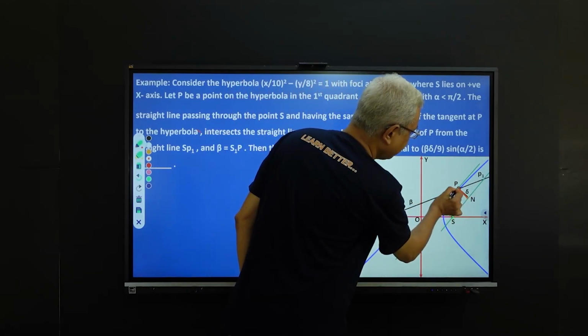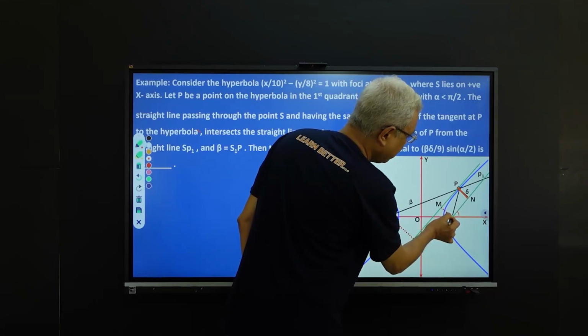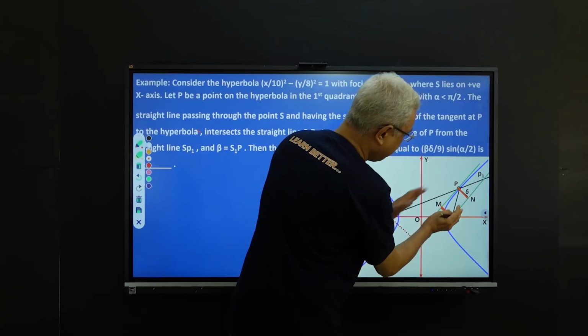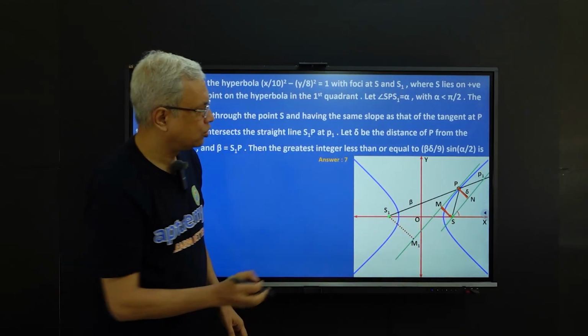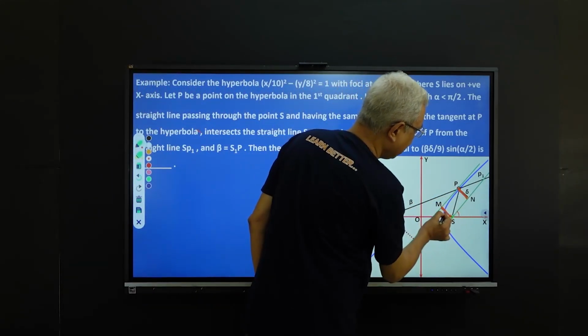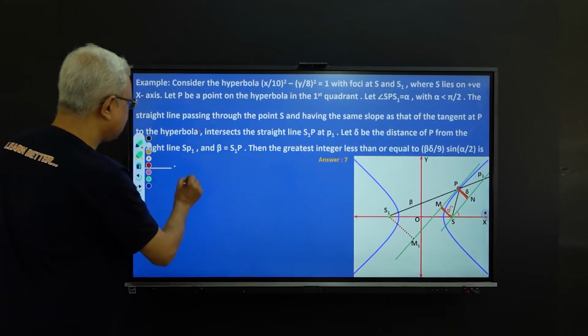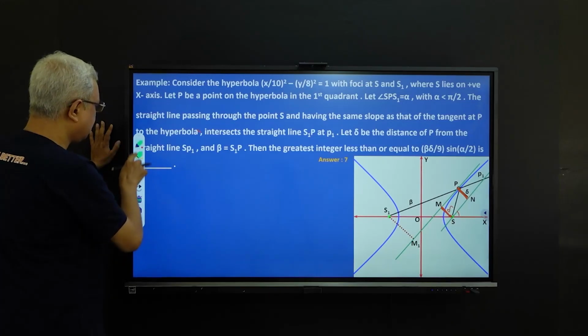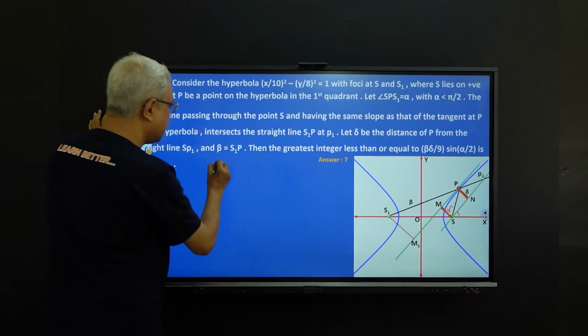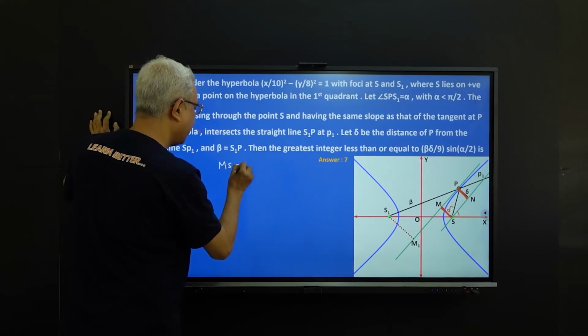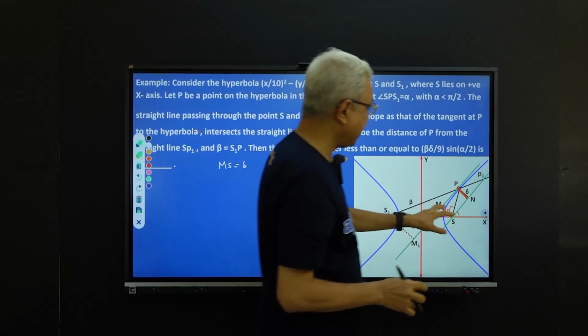Therefore, if I drop a perpendicular from S on the tangent, this is also the separation between two green lines. So this distance is nothing but this distance. So this distance is also delta. So MS is, from the diagram, it is very clear that MS is delta. But MS is what?